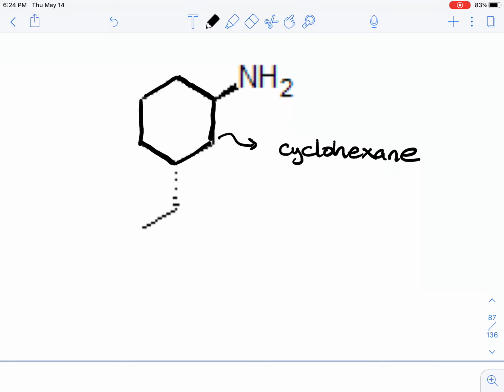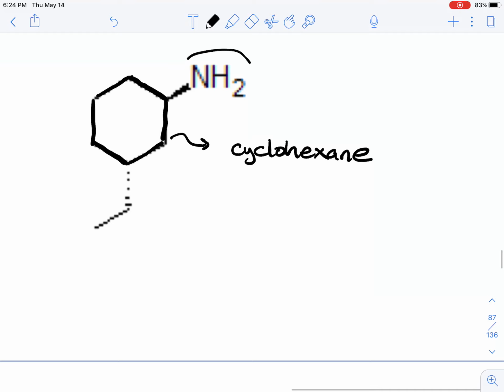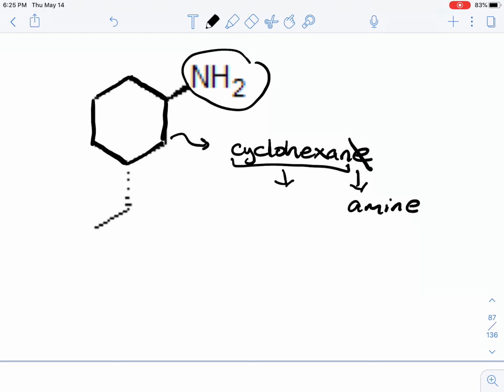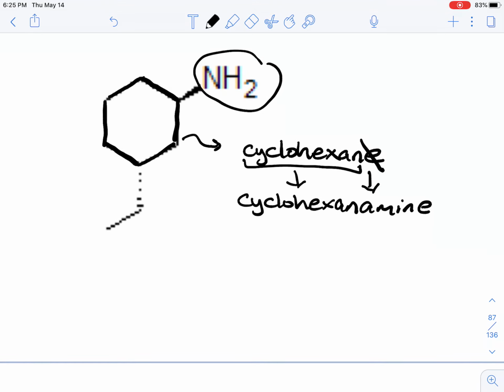And so to indicate that we have an amine that's present, we're going to go ahead and cross this out, and we're going to add in amine. And so here, we're going to go ahead and carry this part down, this cyclohexane. So this is going to be cyclohexanamine. And that would be the name of the parent chain.